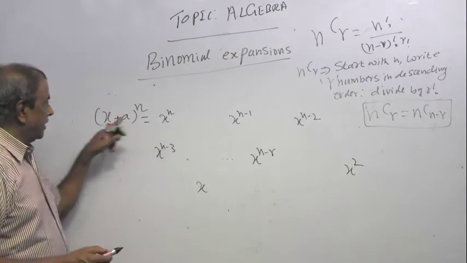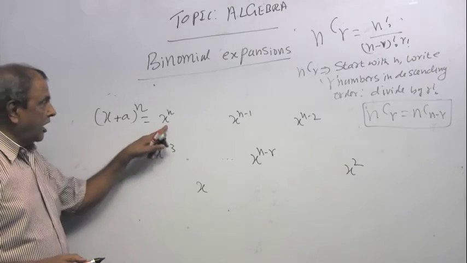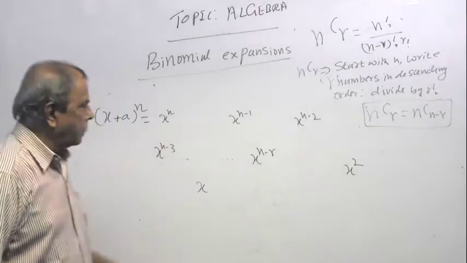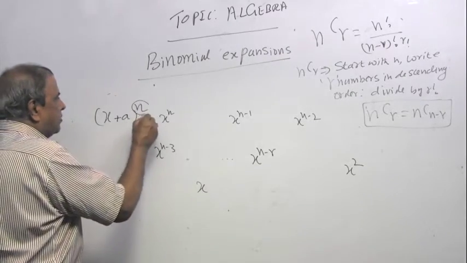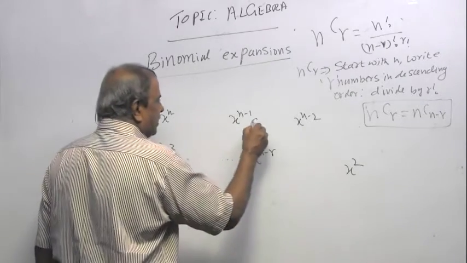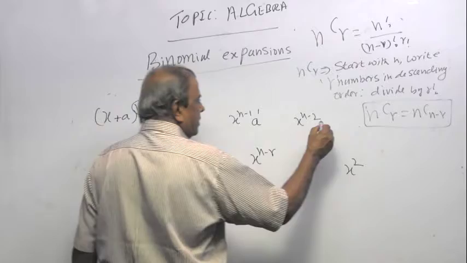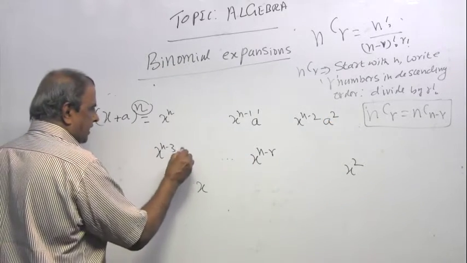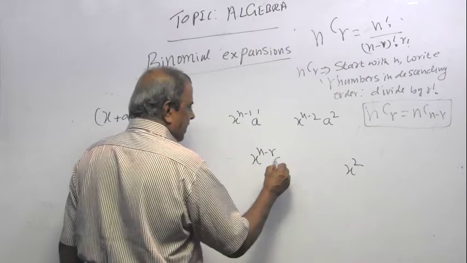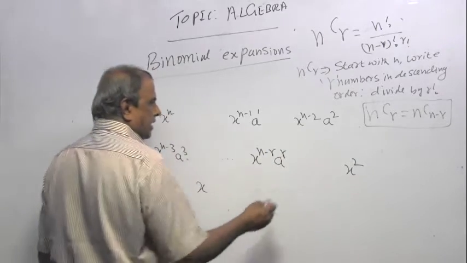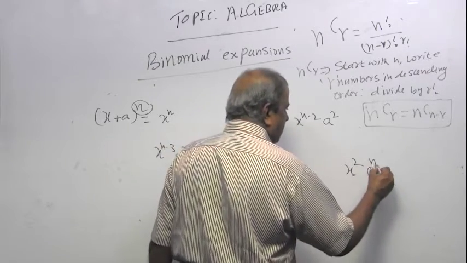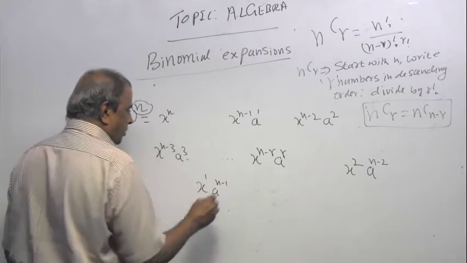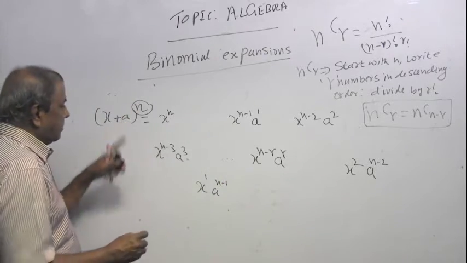So the expansion starts with the highest power and the powers of x go on decreasing. Total power must be n. This is n minus 1, a power 1. That is n minus 2, a power 2. That is n minus 3, a power 3. That is n minus r, a power r. That is x squared, a power n minus 2. That is power 1, so a power n minus 1. It has to stop at a power n.